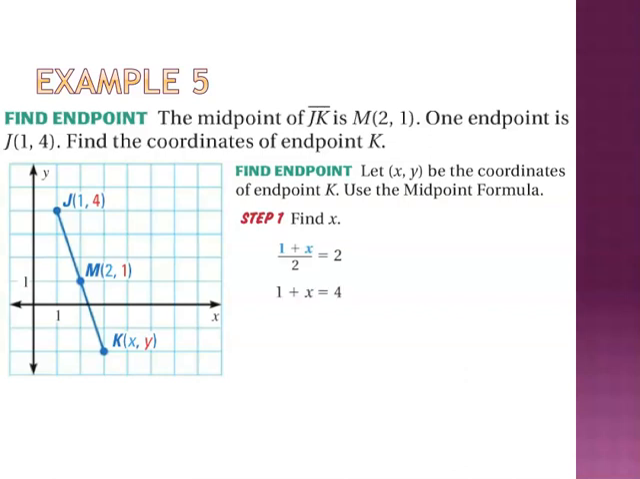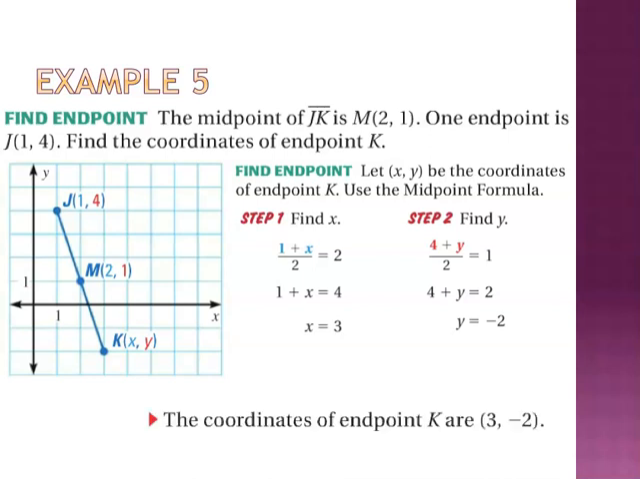So we can go ahead and solve, multiply both sides by 2, subtract 1, and we get x equals 3. We can do the same thing to find y. So we have (4 + y)/2 is equal to 1. And we can solve for y. So multiply both sides by 2, subtract 4, and we get y is equal to -2. So now you found the coordinates of K. So the coordinates of K are (3, -2). So that's the midpoint formula applied to a case where you have both endpoints and to a case where you have one endpoint and a midpoint.